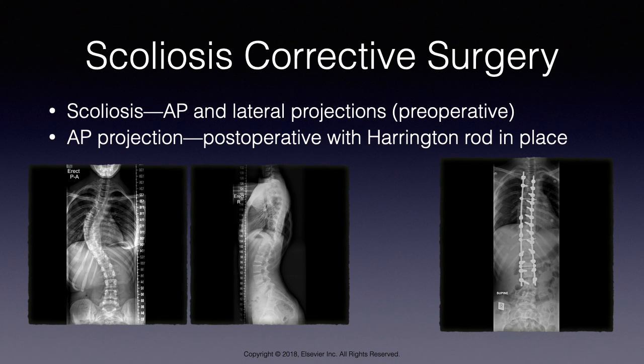Scoliosis corrective surgery. Scoliosis, AP, and lateral projections preoperative. You'll see those images on the left. AP projection postoperative with Harrington rod in place on the right.